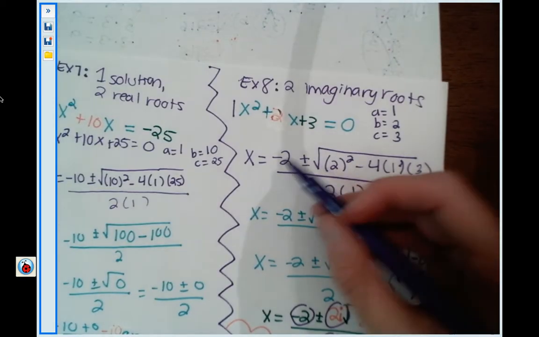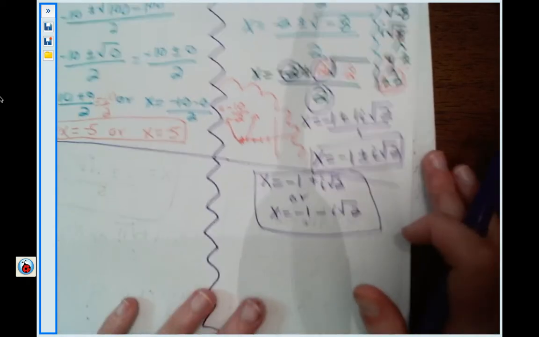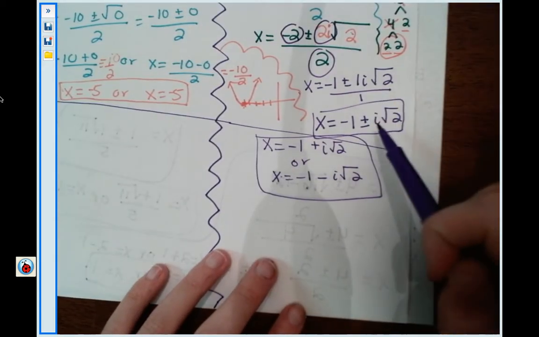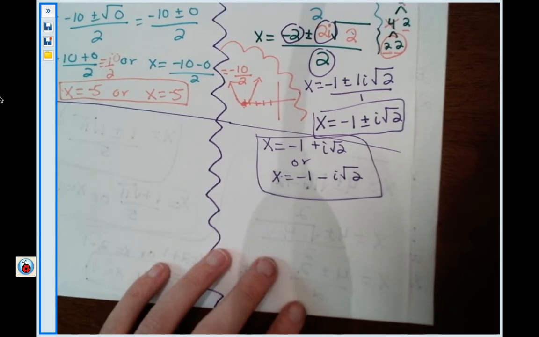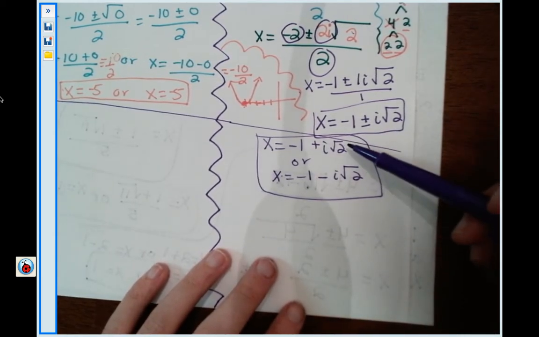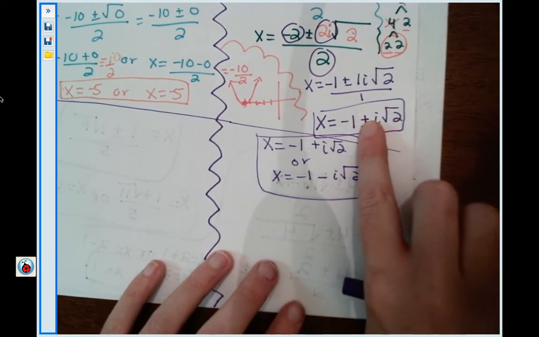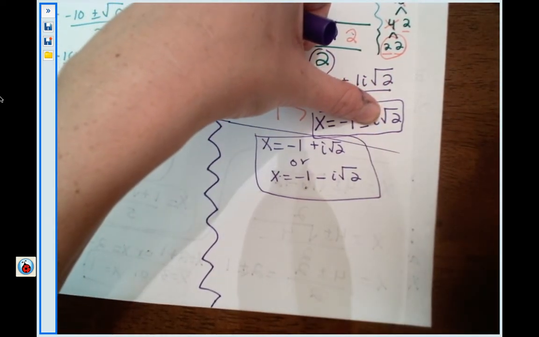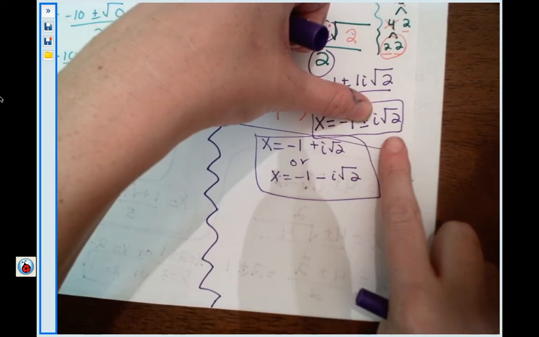So this one we got 2 imaginary roots. Okay, and the reason why I know that these are imaginary roots, you guys, see how they have eyes in them? That tells me that they are imaginary. Okay, and I have 2 of them. I have the plus version. Okay, that counts as 1 imaginary root because it has an eye. And then I have the minus version, which also counts as an imaginary number because I have an eye. So I have 2 imaginary solutions.